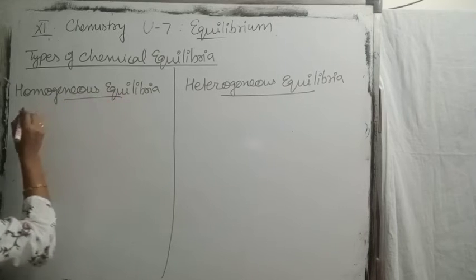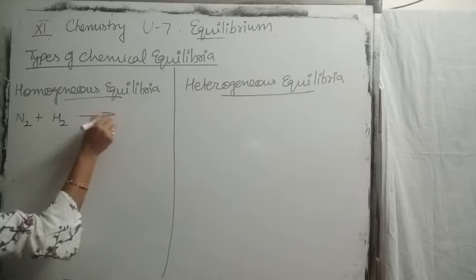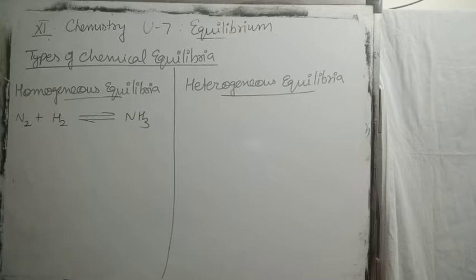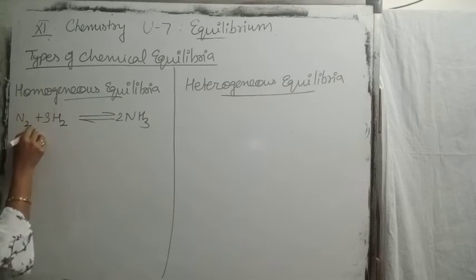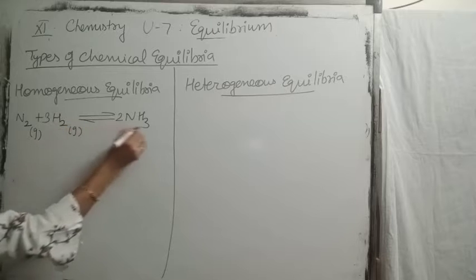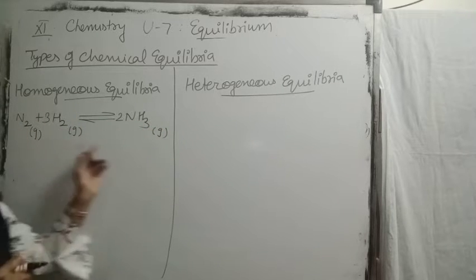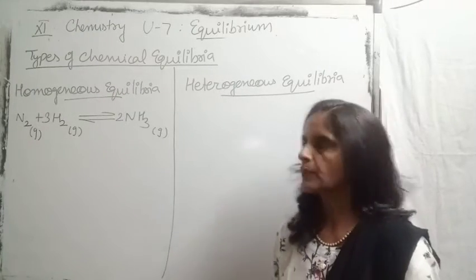For example, we can take the reaction between nitrogen and hydrogen giving ammonia. Then balance the equation, N2 + 3H2 ⇌ 2NH3, also indicating the physical states. So this is the expression for homogeneous equilibrium because all components are present in the same physical state.